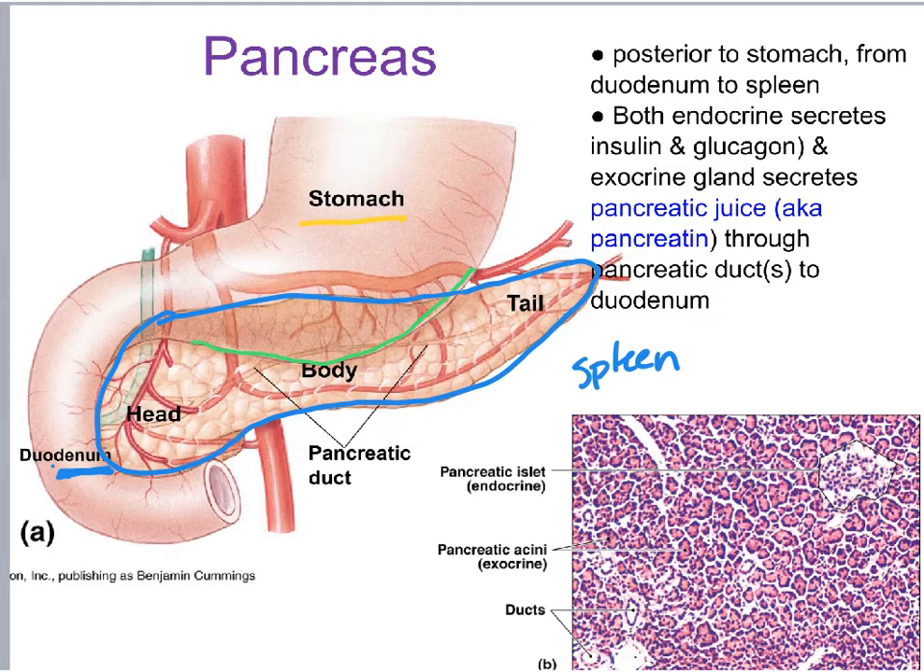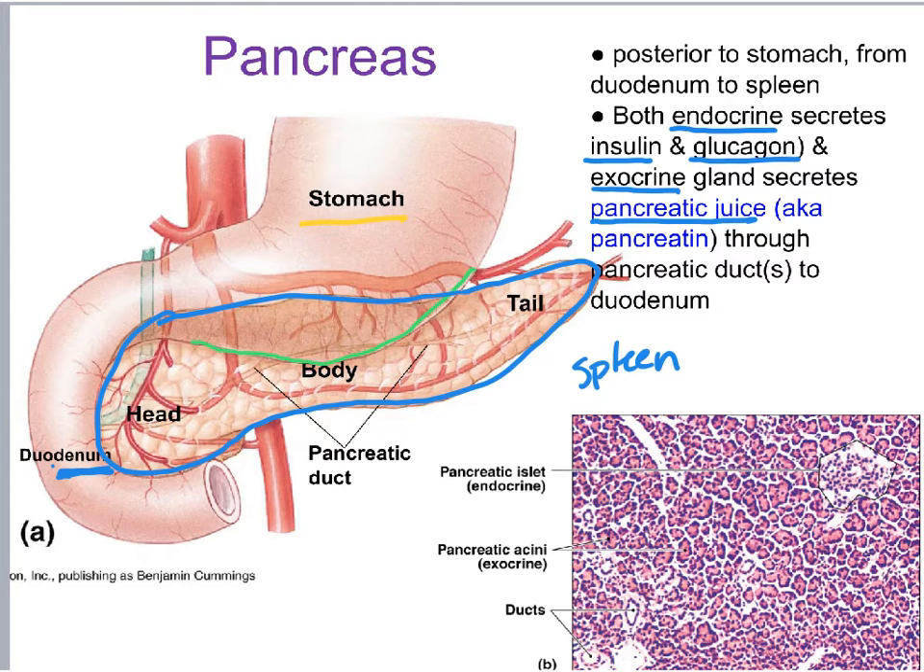The structure of the pancreas is such that it's both an endocrine gland and an exocrine gland at the same time. So remember, endocrine glands secrete hormones. So the endocrine cells of the pancreas secrete 2 hormones called insulin and glucagon. And the exocrine glands of the pancreas secrete what we call pancreatic juice or pancreatin. I'll tell you a little bit more about what that is here in a second.